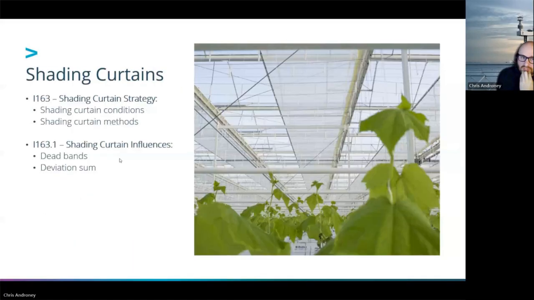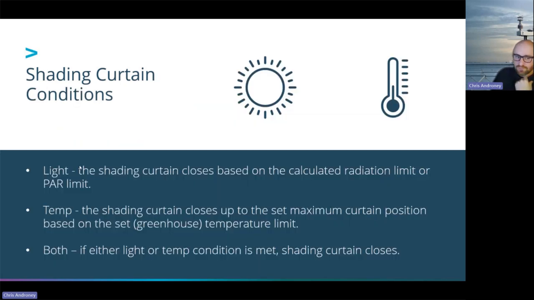Switch back here. That's our curtain control page. So the next page we're going to look at is our shading curtains, which is I163. We're going to take a look at shading curtain conditions, so how we can operate those shading curtains, shading curtain methods. And then we're going to take a look at I163.1 as well, so shading curtain influences, which are the deadbands and deviation sum. We don't only use that for the shading curtains, that's used in the energy curtain program as well, so it's very useful information for both strategies.